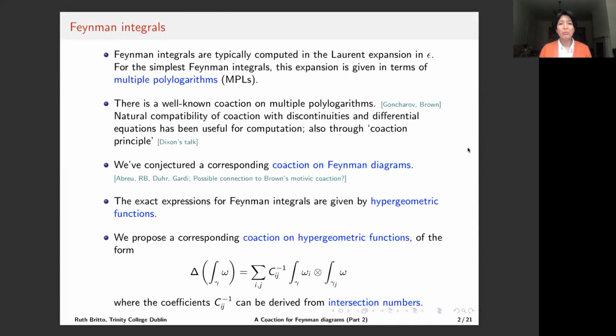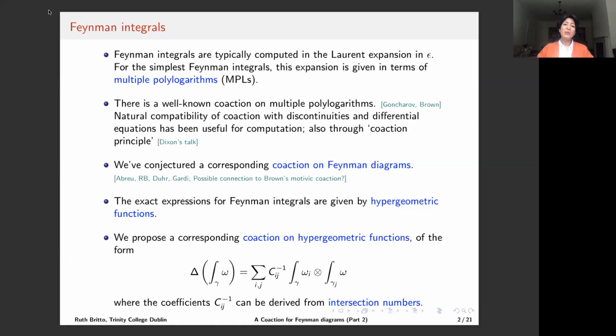Okay, so just to recap the story, considering Feynman integrals, which are computed in dim reg, the simplest ones have an expansion given in multiple polylogs. Now the coaction that Claude has shown in his talk is well known on multiple polylogs, so we try to extend that to Feynman diagrams and the integrals that they represent. In fact, he's shown that already for the one loop case.